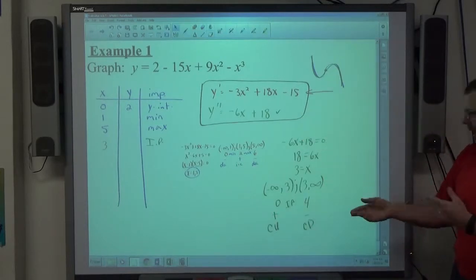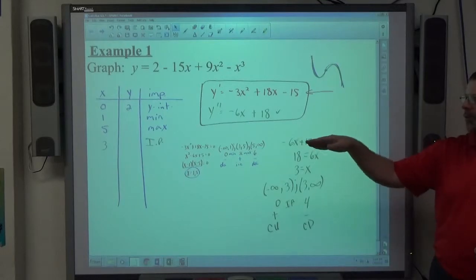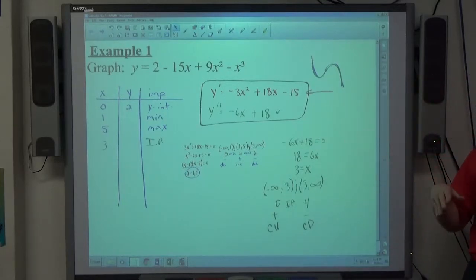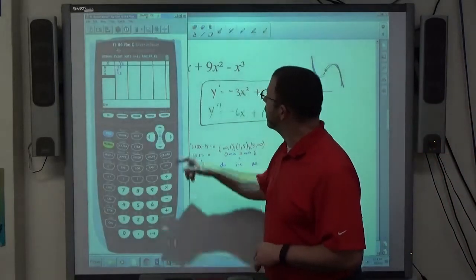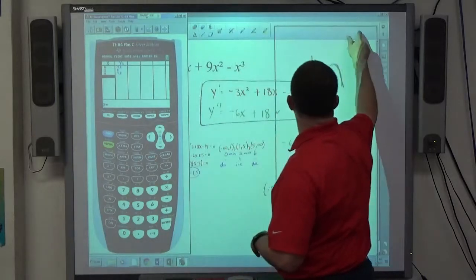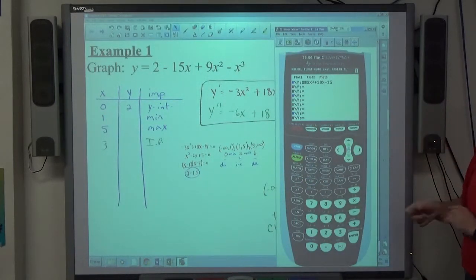And so again, I've got increasing and decreasing intervals, I've got concavity figured out, I've got my inflection point figured out, I've got my minimum and maximum points figured out. Everything I need to know about this graph has already been established. Okay? So now I want to go to my calculator, go to y equals, and I'm going to type in the function because at this point I want to start getting some y values.